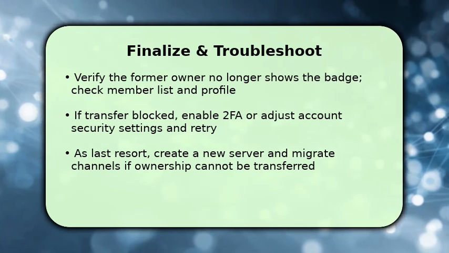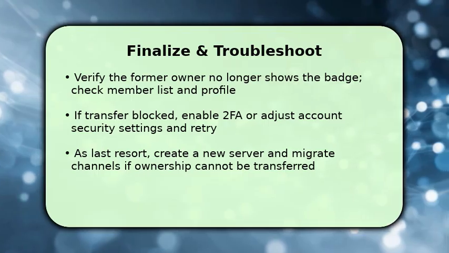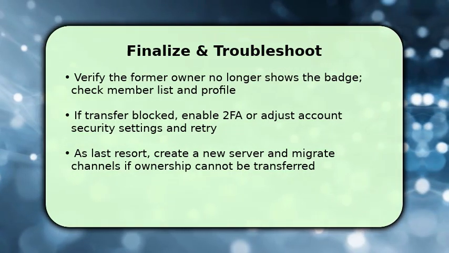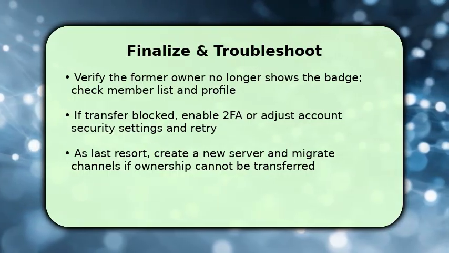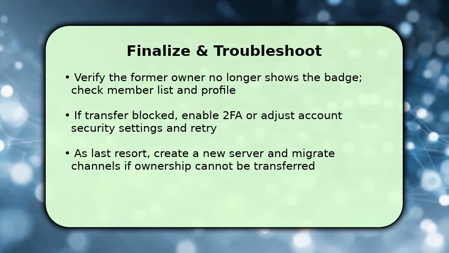You should see the new owner labeled instead. Make sure to recheck role assignments and bot permissions after the handoff, because ownership can change automation behaviors. If the transfer is blocked, enable 2-factor authentication on your account or the recipient's, then retry.